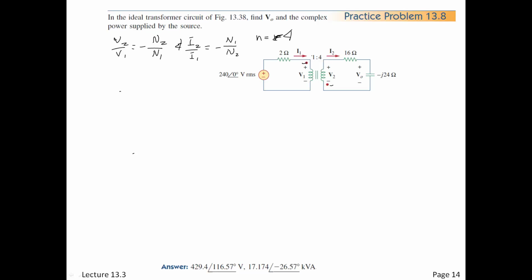The output side, 4 to 1. I'm looking at this right here. It's 4 to 1. Okay? So we have those things in front of us. Let's reflect the secondary to the input side.